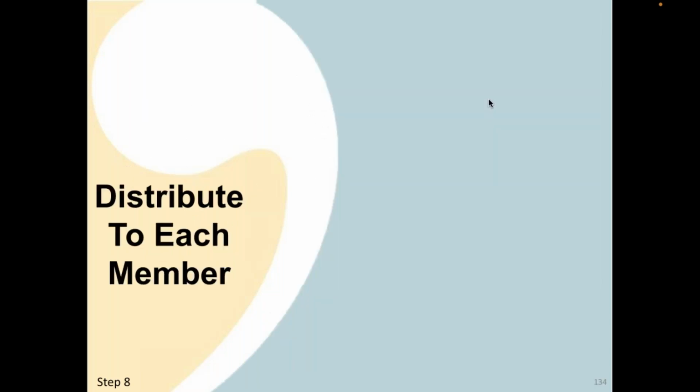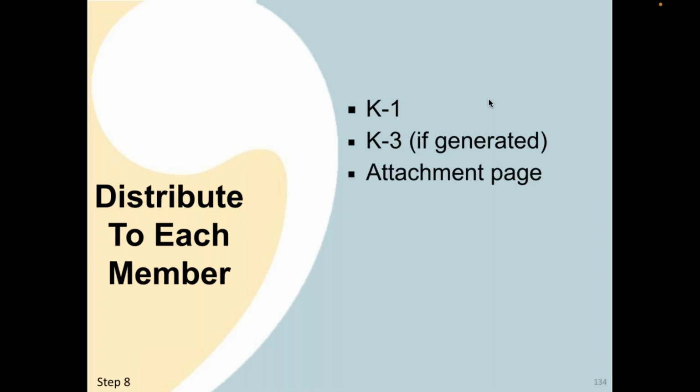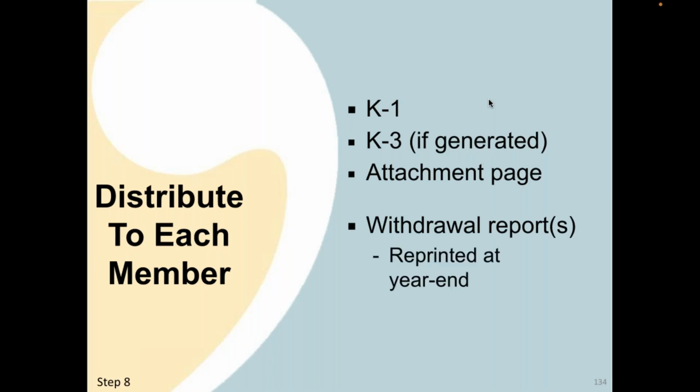If they don't download their documents, you'll need to distribute to each member a copy of the following from your club: their K-1 and a K-3 if it was generated, with all attachment pages. Also give them a copy of any withdrawal reports pertaining to them and that you've reprinted at the end of the year.